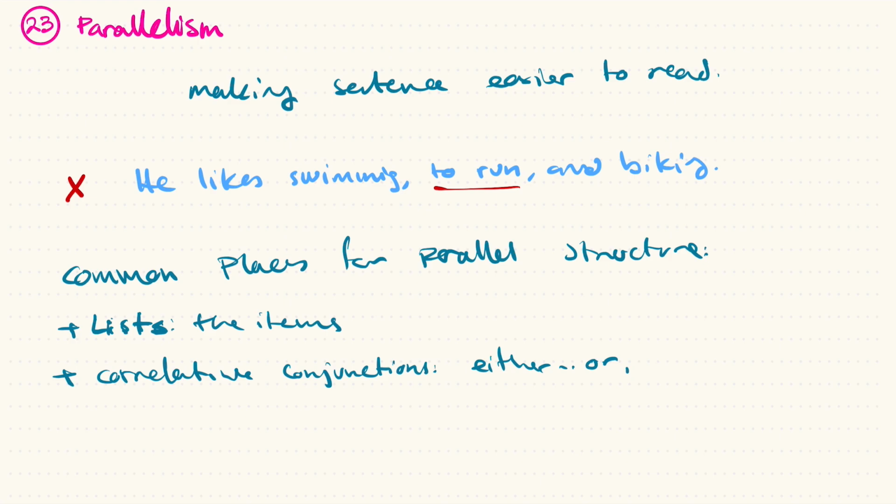Or finally, when you're talking about comparisons. In comparisons also, when you're using "than," for example, saying "I like running more than to swim" is also wrong. So you would say "I like running more than swimming," using the -ing form in both structures.